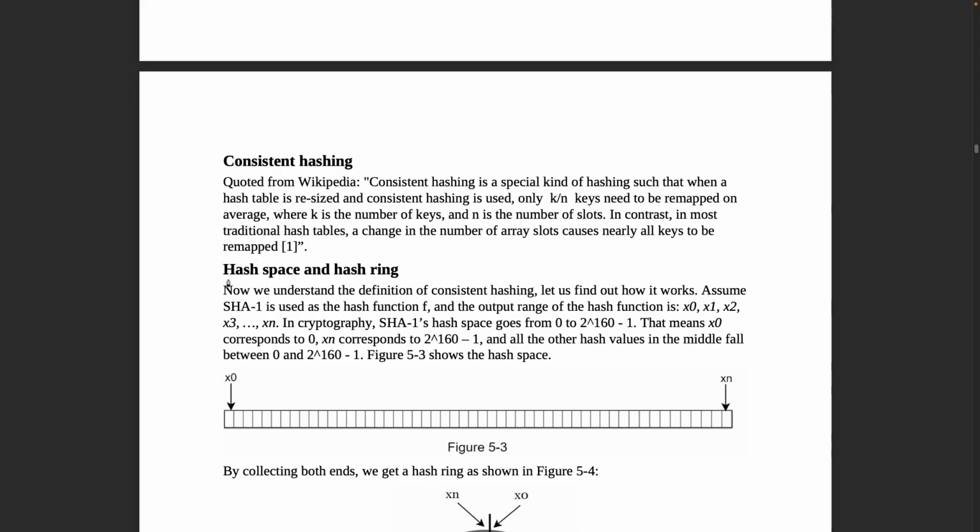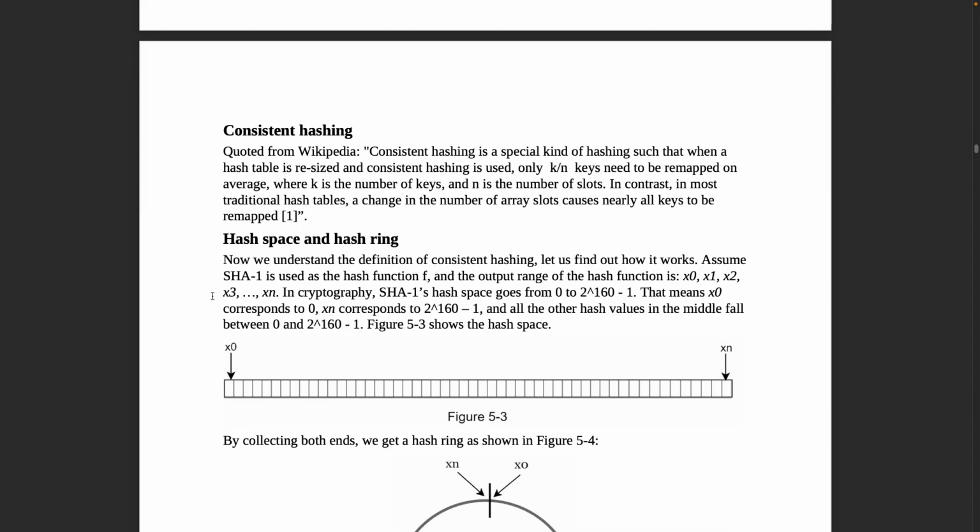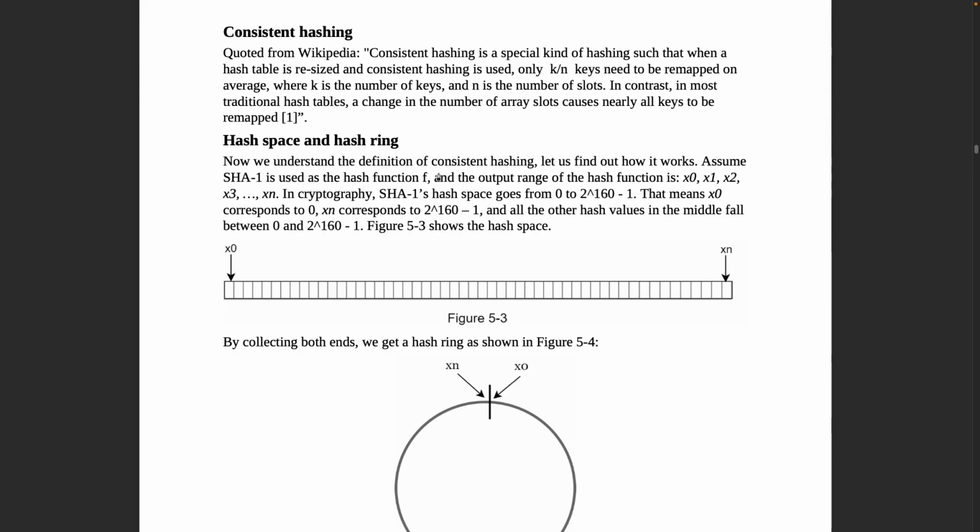Okay, let's see. Hash space and hash ring. Now we understand the definition of consistent hashing. Let's find out how it works.